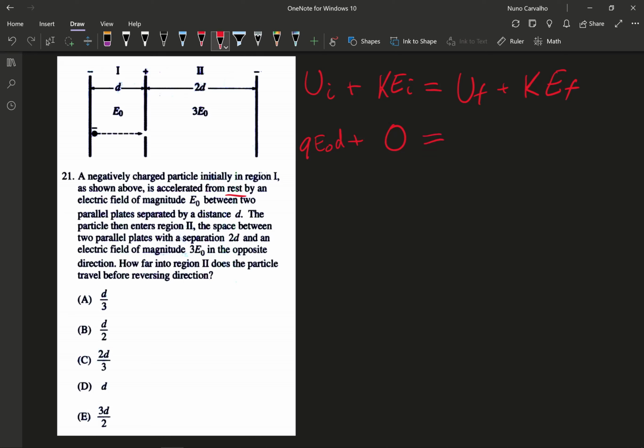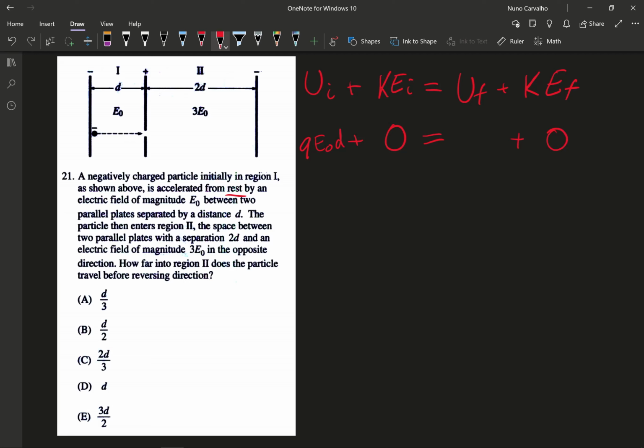The final state is going to be when we finally reverse direction, which if you remember from kinematics in mechanics, had to do basically with when velocity was going to be 0 again because we're reversing direction. And you also know this from calculus, which is to say that the kinetic energy at the final state is still going to be 0 because, again, velocity is 0.